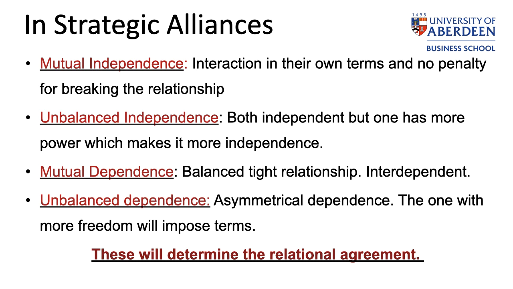You can also have mutual dependence, which is based on a tight relationship and an interdependent relationship, and this is likely to produce a balanced relationship. But you can have an unbalanced dependence, which is an asymmetrical dependence, in which the one that has more freedom will impose the terms on the one that has less freedom. The conditions between the two parties, profiled by these four states, will determine the relational agreement. The agreement will be based on this mutual relationship. And determining how this relationship works is the objective of the network level strategy.